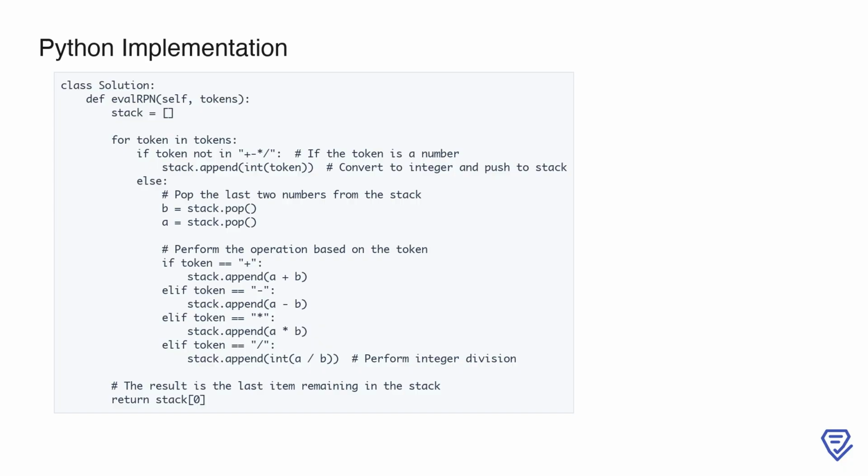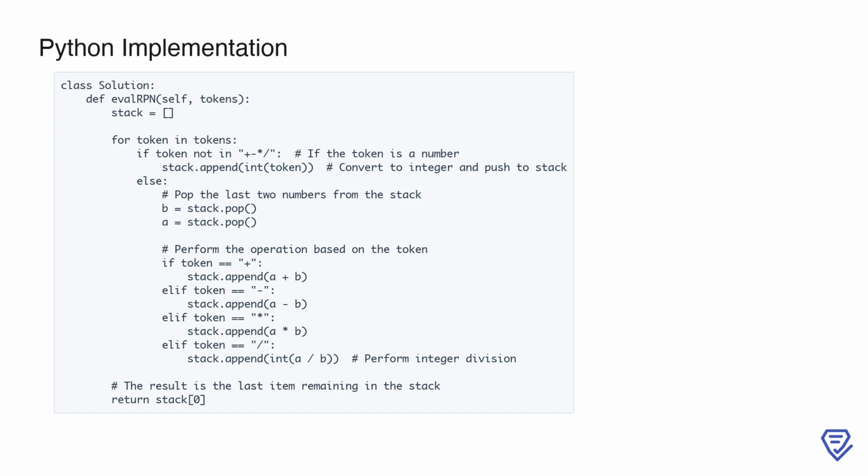Since RPN uses a postfix order, the second last number becomes the left operand, A, and the last number becomes the right operand, B. Depending on the operator, the corresponding operation, plus, minus, asterisk, forward slash, is performed. The result of the operation is pushed back onto the stack. For division, we use int(a/b) to ensure the result is an integer, as required by the problem statement.